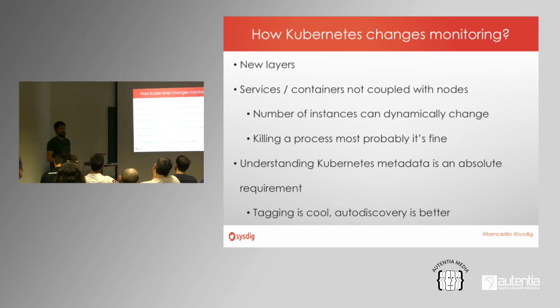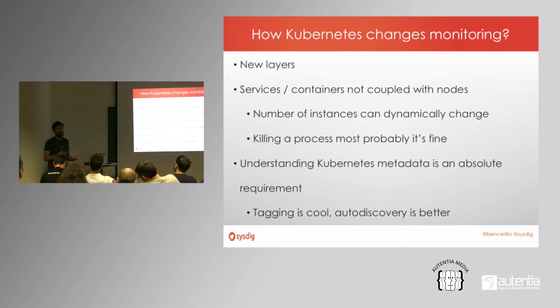Something expected should never wake you up from bed. Killing a process or killing a container can be completely fine. It's Kubernetes' job, so we shouldn't worry about that. So we change not only the alert, but how we are getting all that information.